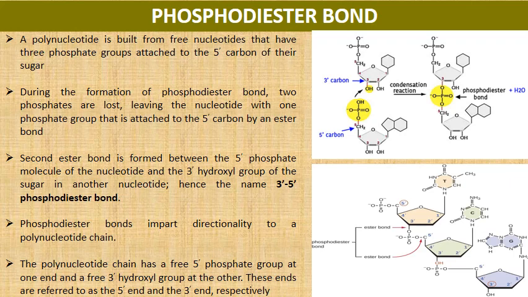From the diagram, the first image, we can observe that the phosphodiester bond is formed between the 3' carbon and the 5' carbon of the next nucleotide. There are two ester bonds involved, one at the 3' position and the other at the 5' position. Hence, it is known as the phosphodiester bond.